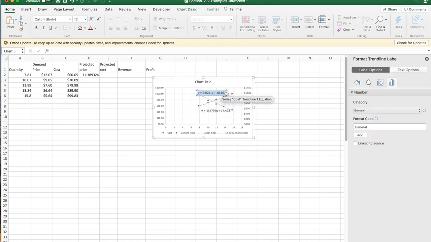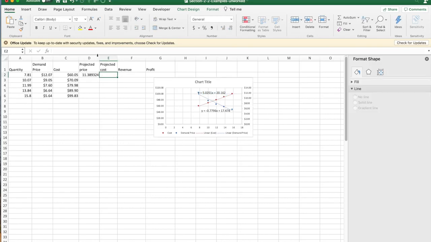My cost, I'm going to do the same thing for cost: copy, paste in, get rid of the y equals, make this x into times A2. My revenue now is going to be equal to my quantity times my price, and my profit is going to be equal to my revenue minus my cost.